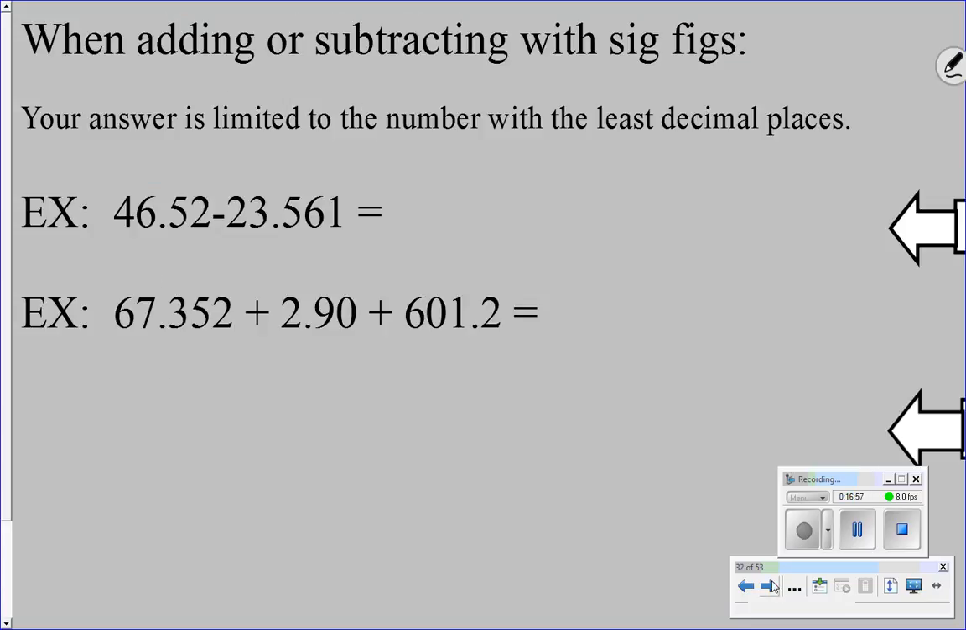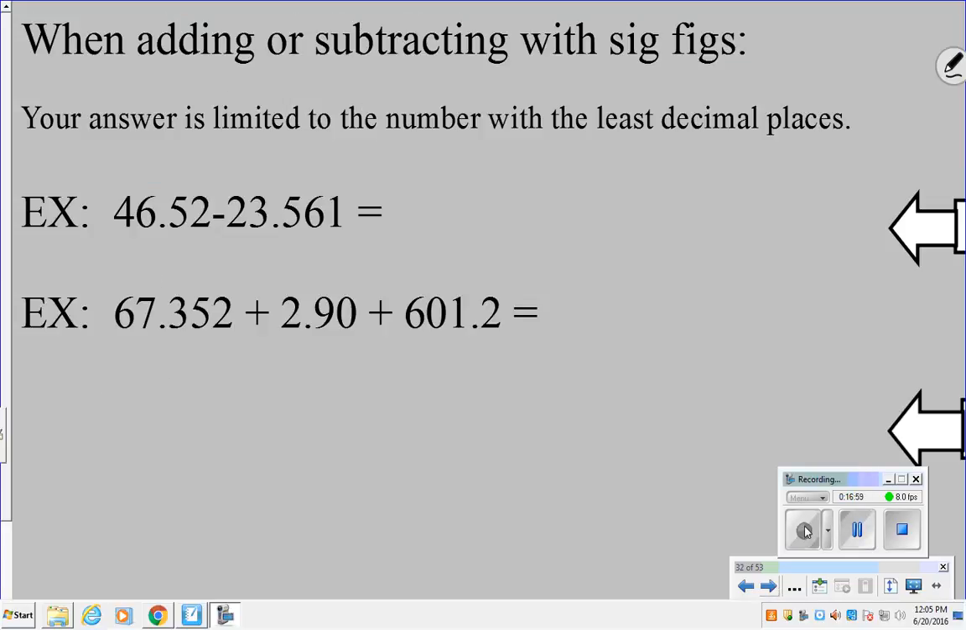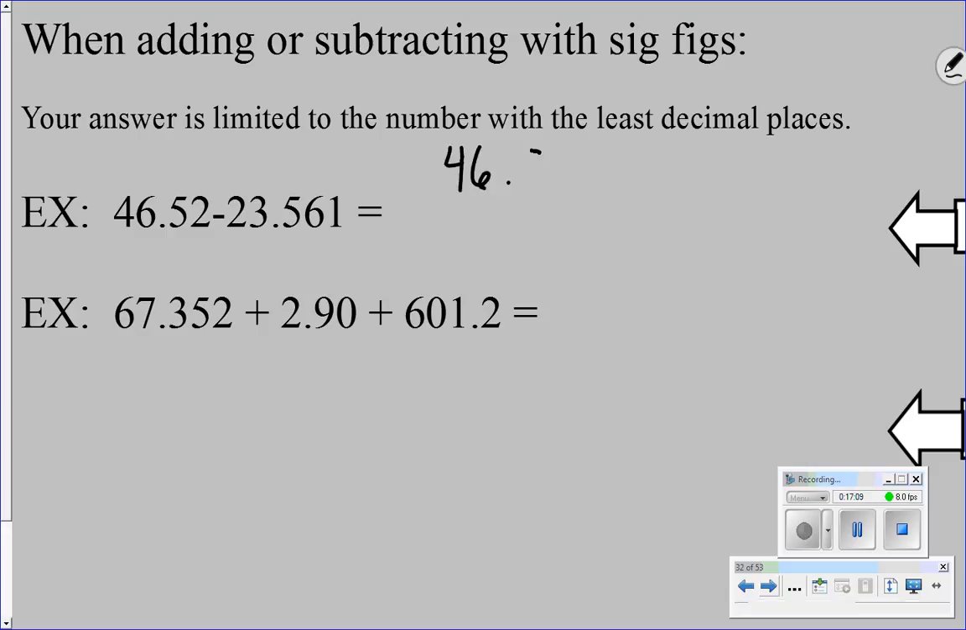Rules when you're adding and subtracting. Rules of adding and subtracting, it's based on the number of decimal places you have. Decimals don't move much in adding and subtracting. So sometimes I like to actually line these right up so I can see where those decimal places fall. You can actually do the math on your calculator if you want, or you can do it on paper.